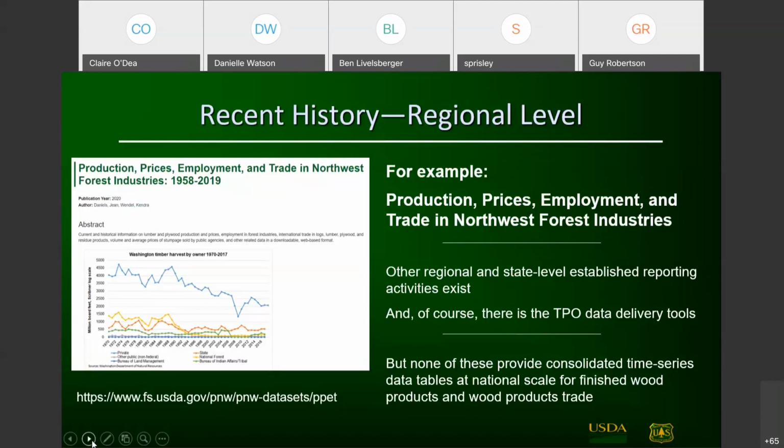Also, there are various other public and private sources of wood product statistics, notably TPO, but none of these efforts provide the sort of consolidated data products that are needed to address national level reporting needs in a comprehensive fashion. And by comprehensive fashion, I mean something that is consistent throughout and is also meeting materials balancing concerns and things like that. Okay, next slide, please.